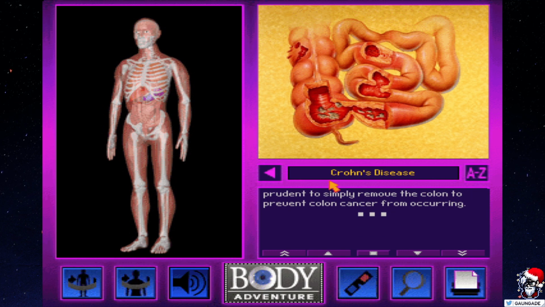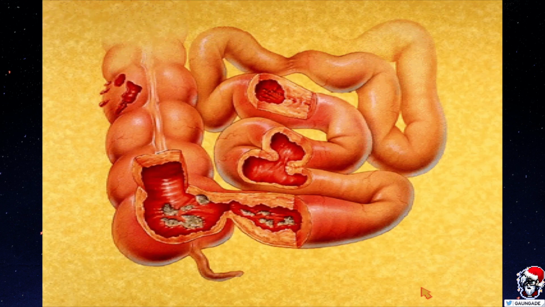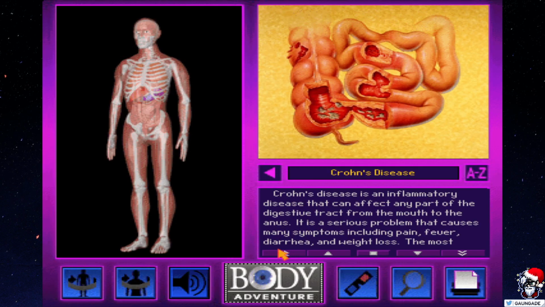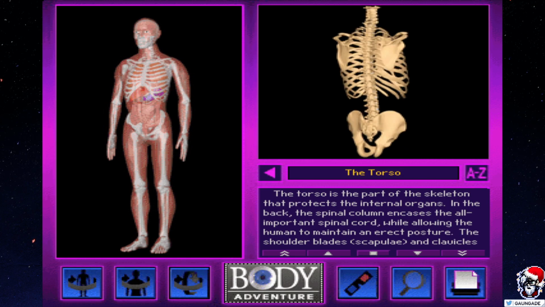Damn. Remove the whole colon? Let's zoom in. Let's get out of there. No, not colon again. The torso. There we go, some ribs.